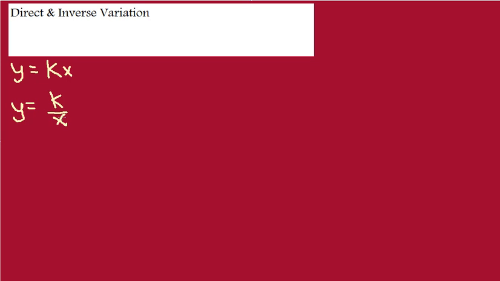And basically the way you solve these particular problems, you're going to first find the constant of variation, write out an equation. Once you write out your equation, it's easy. You just plug in the values and solve for the missing link. Okay, let's look at an example.